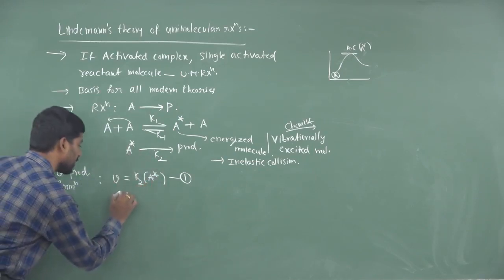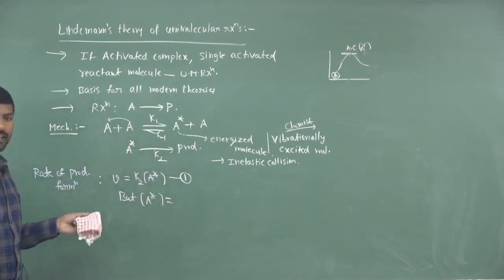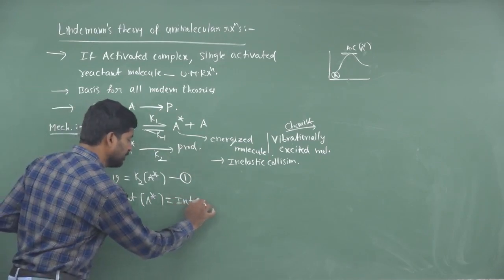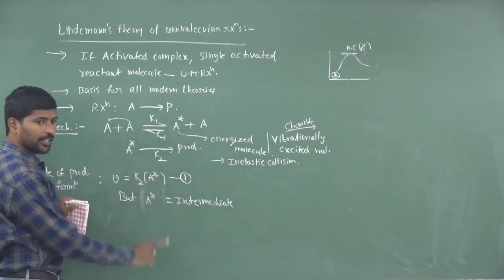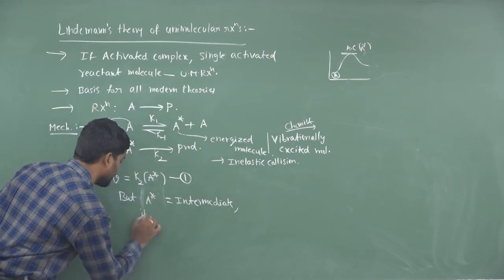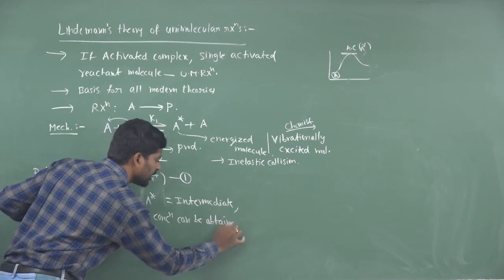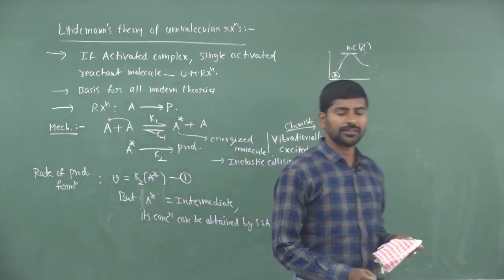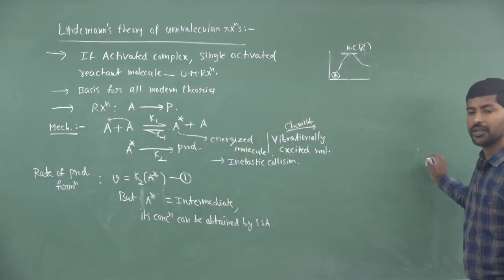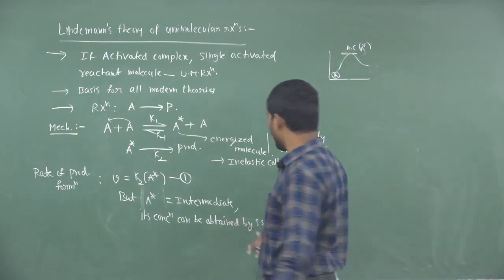But what is A star here? Is it reactant, product or intermediate? A star is an intermediate. So its concentration can be obtained by steady state approximation. By using steady state approximation, we can calculate concentrations of unstable intermediates.